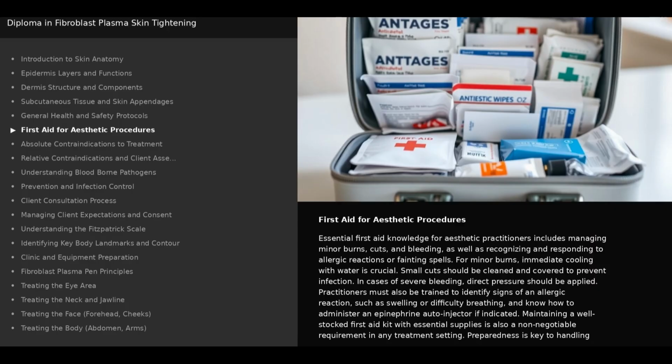Practitioners must also be trained to identify signs of an allergic reaction, such as swelling or difficulty breathing, and know how to administer an epinephrine autoinjector if indicated. Maintaining a well-stocked first aid kit with essential supplies is also a non-negotiable requirement in any treatment setting. Preparedness is key to handling emergencies effectively.